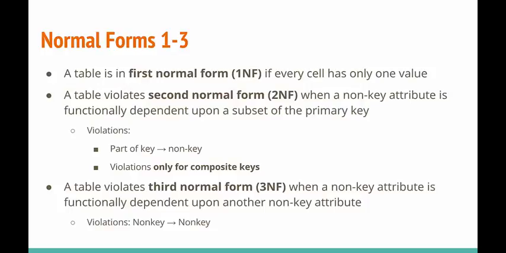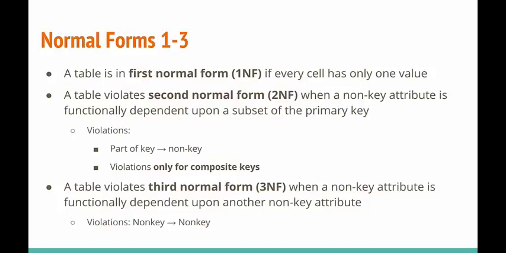A table is in first normal form if every cell has only one value. We get this by default in most, if not all, database management systems today. So we normally don't have to worry about that. What we have to worry about more is second normal form. This occurs when we have a composite primary key. A table violates second normal form, or 2NF, when a non-key attribute is functionally dependent upon a subset of the primary key. Formally written, violations of second normal form are when a part of a key determines a non-key.